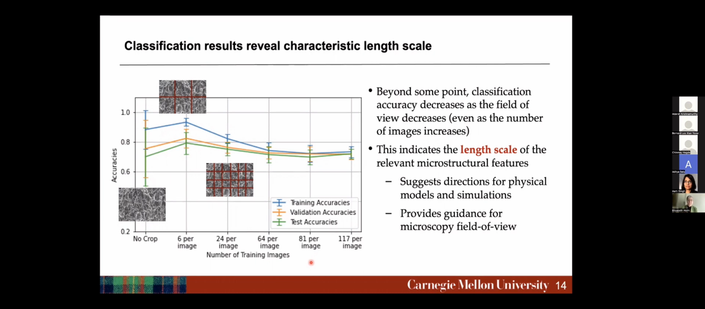And then we sliced again into 24 images, and we decreased the classification accuracy, and that decrease continued as we further sliced the original image. So that tells us something about what's important in these microstructures. It gives us a length scale. It says if you crop these images smaller than a certain size, we lose something important to the classification accuracy. We lose some feature that we need in order to get the best accuracy. So even though we're getting more training images, we're losing overall accuracy on the classification problem.